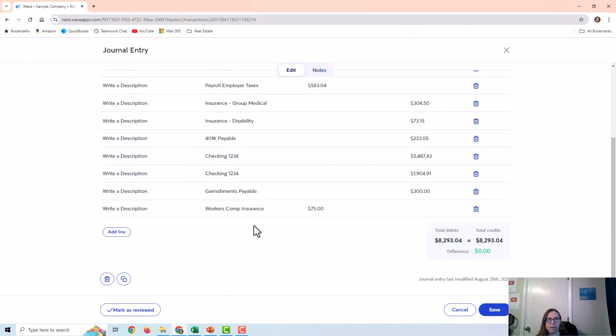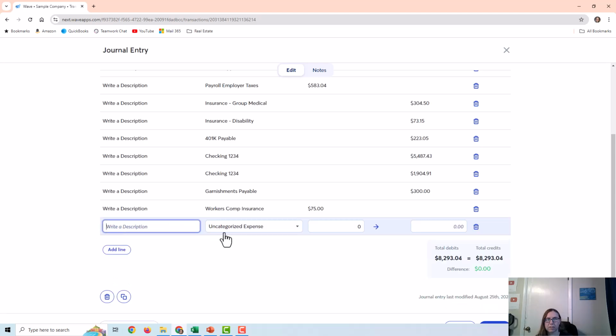So I'm just going to add a line here. Let's say the owner was paid $2,000 as a draw. You would post it to whatever equity account you normally use for owner draws. In this case, I do have an owner drawings account set up. And it's going to be a debit because if the owner's pulling money out of the business, then it decreases equity. And then it's also going to subtract from the checking account, which is an asset.